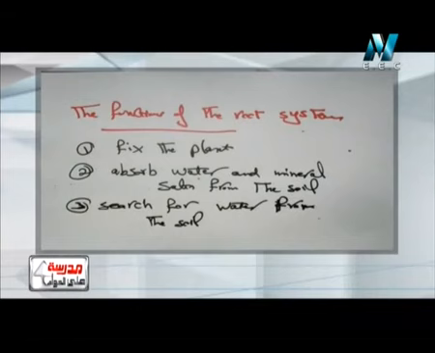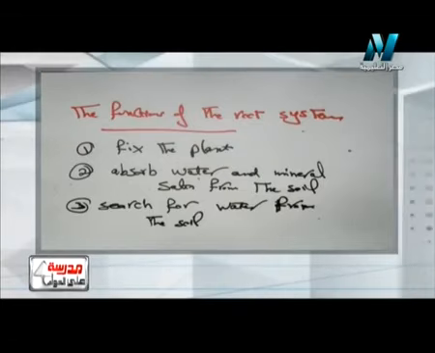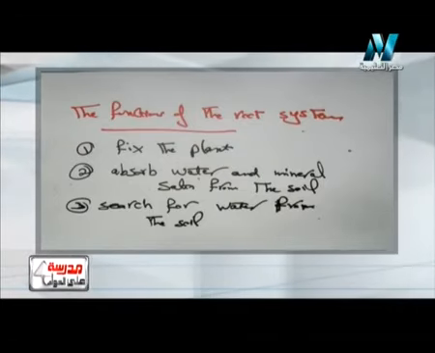So now we have three functions for the root. They are fix the plant in the soil, absorb water and mineral salts from the soil, and at last search for water from the soil for the plant.